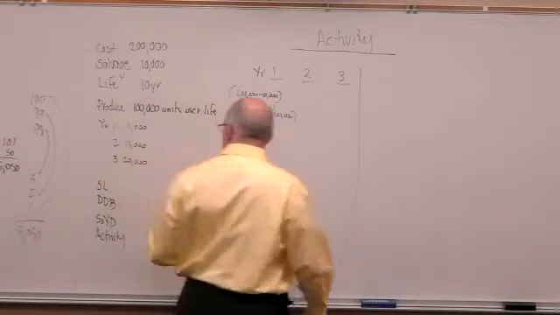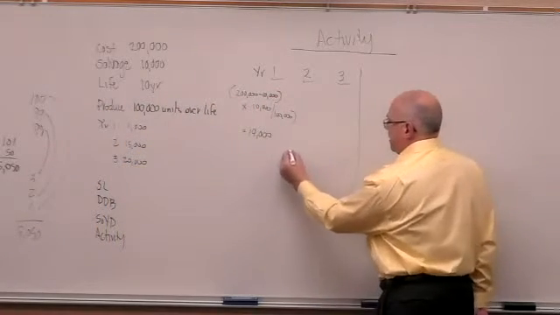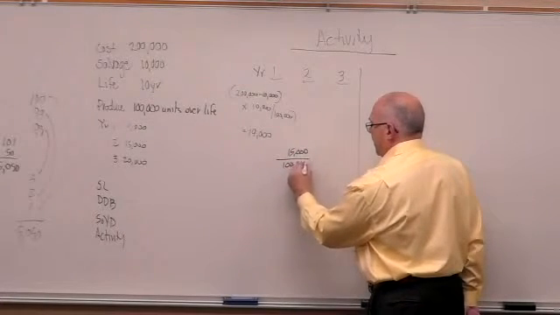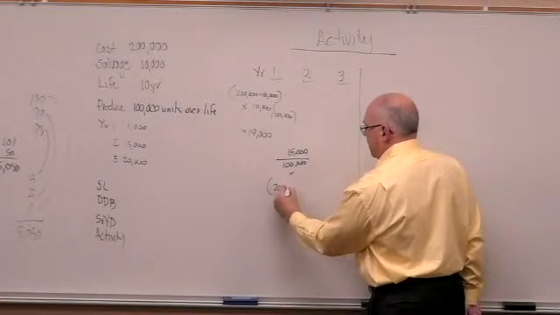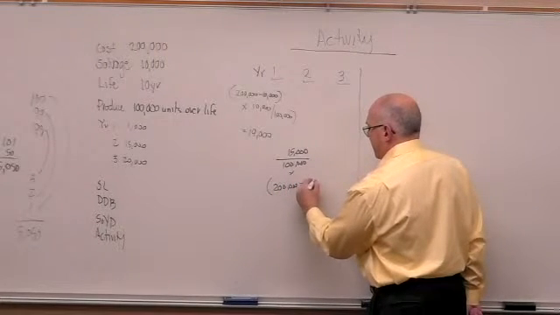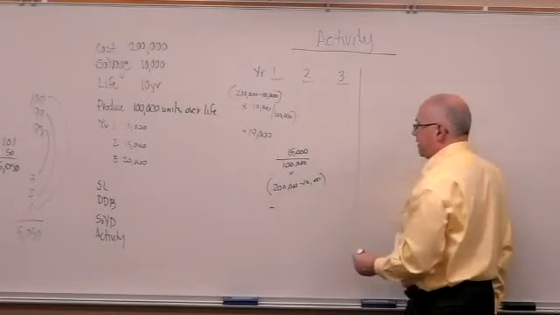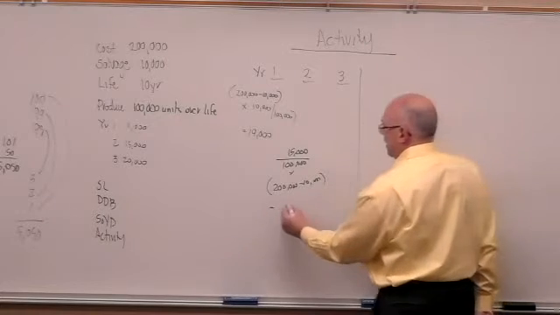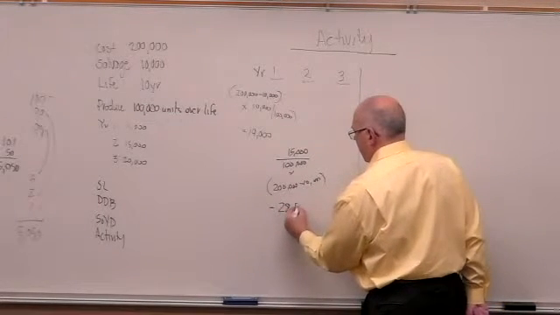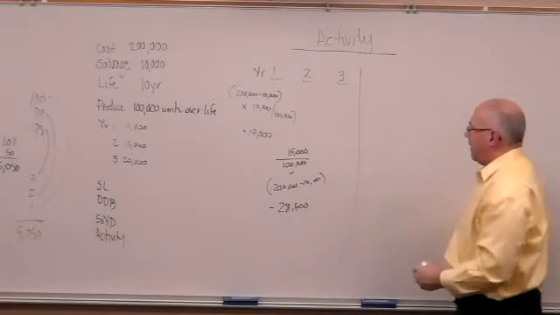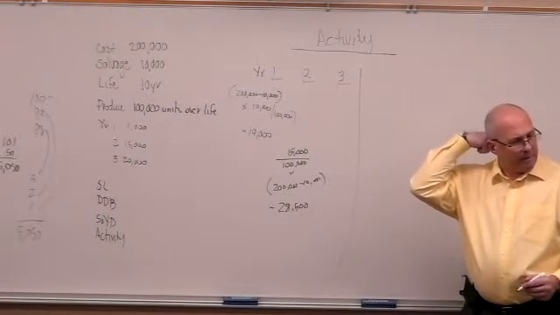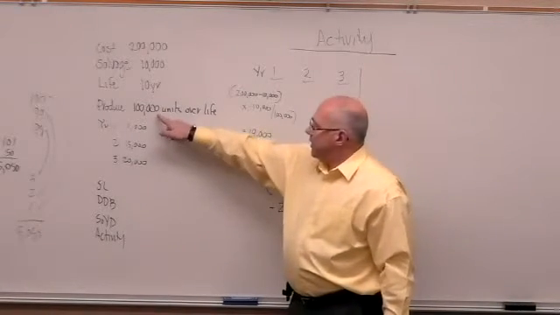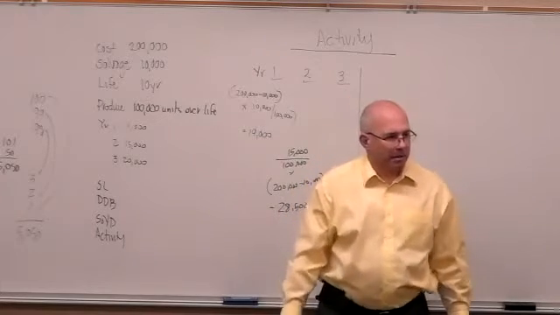In year 2, the ratio was 15,000 over 100,000 times 200 minus 10,000. So how much depreciation do we take in year 2? 28,500. What? I'm sorry. Why is it 100,000 and not 200,000? The value is 200. The units quantity it's going to produce is 100.